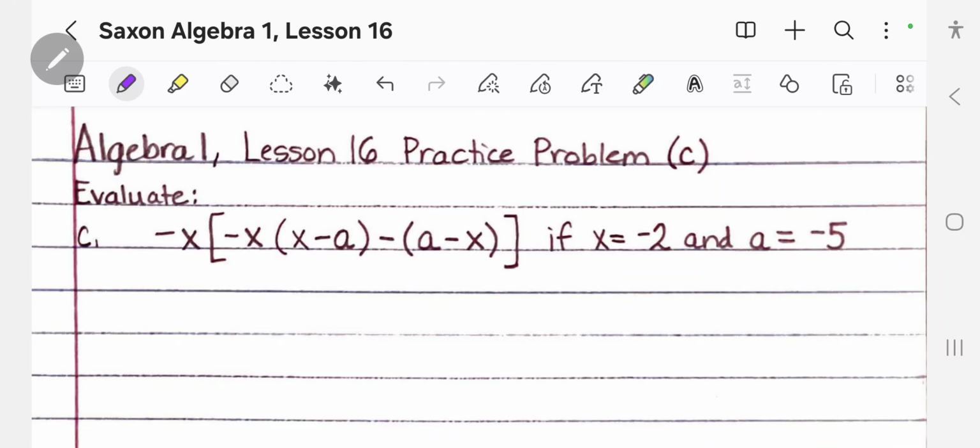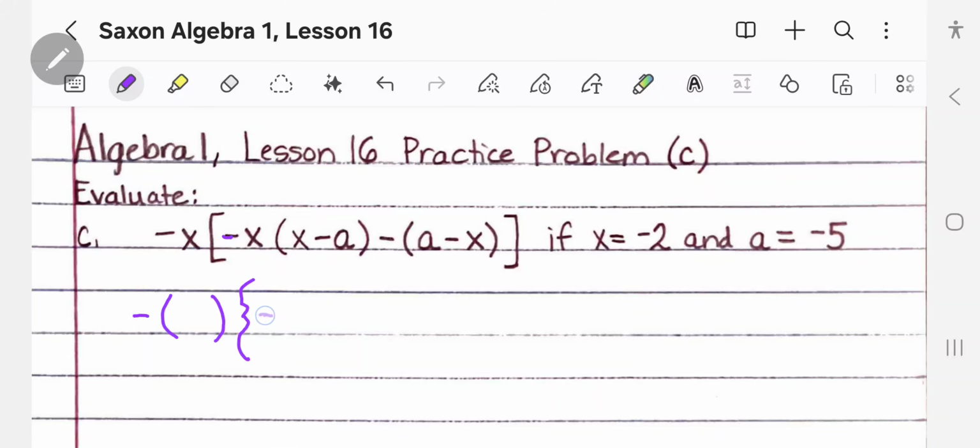This is Algebra 1, Lesson 16, Practice Problem C. We're going to evaluate. We start by copying the problem, but leaving parentheses for all of the variables. Now, I'm going to upgrade that bracket I just wrote because I'm going to have some more brackets inside.